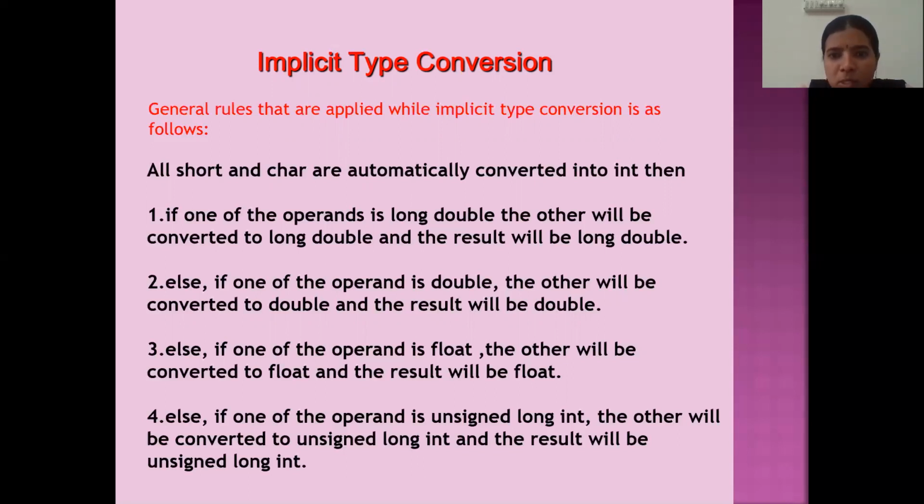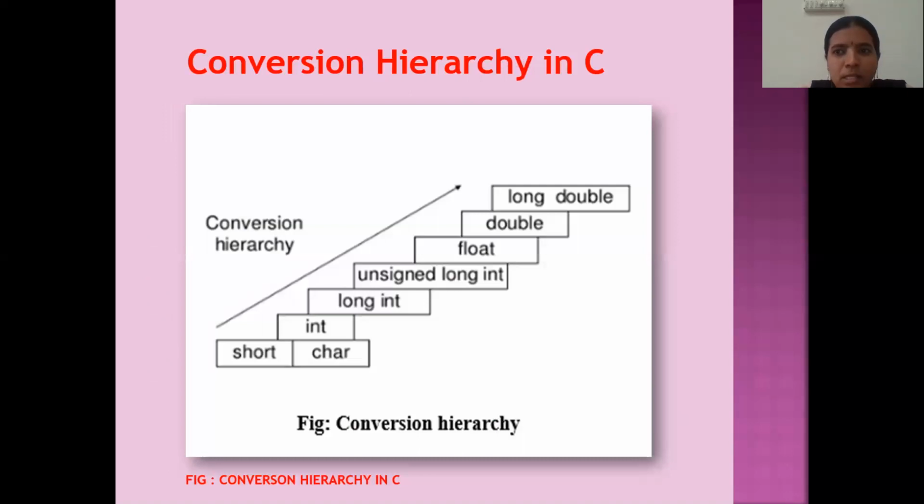If one of the operands is long double, then any other operand will obviously be converted into long double because long double is the largest. Else, if one of the operands is double, all the others will be converted into double. If one of the operands is float, then all the operands will be converted to float. Else, if one of them is unsigned long integer, then all the other remaining operands will be automatically converted to unsigned long integer. So how do you understand implicit conversion? According to what rules does implicit conversion happen?